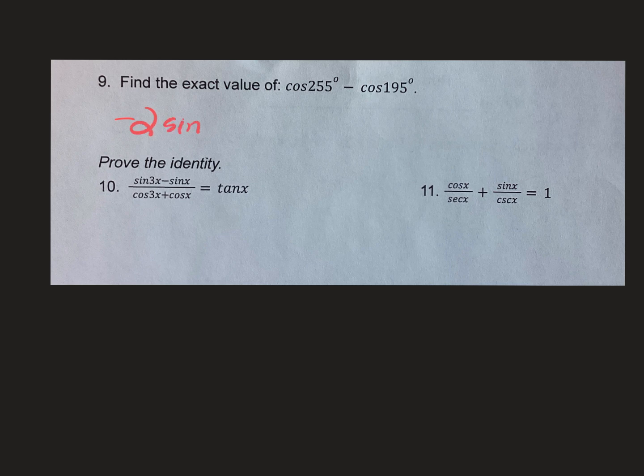So if you were to add 255 and 195, you would get 450. So I'm going to go 450 over 2. And if you keep looking at it, cosine minus cosine, then you would do sine x minus y.